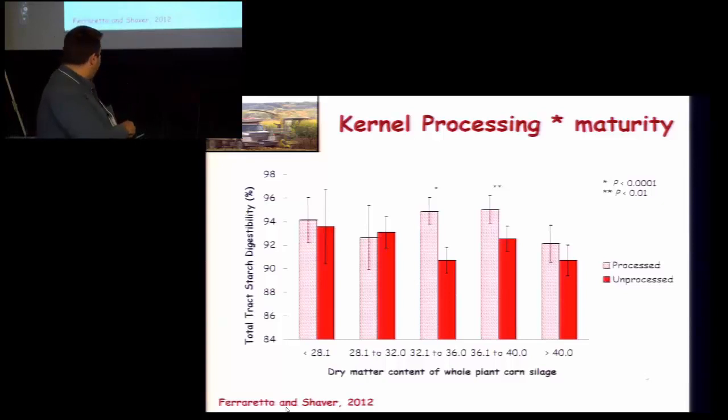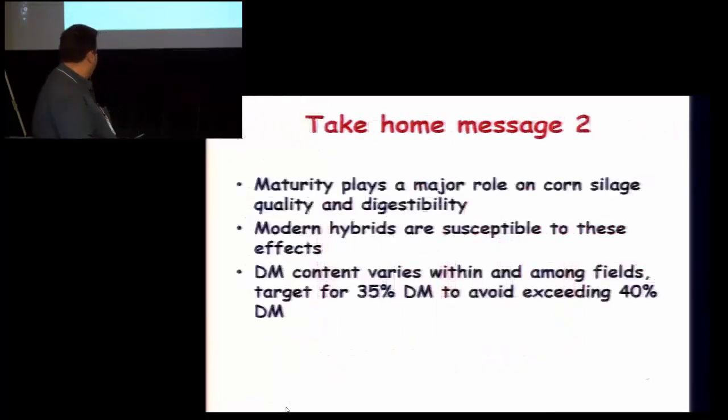But look what happens when you reach above 40% dry matter. They don't really break all the kernels. You have more issues with that. Is that true for every field? Possibly not, but there is potential that this will happen. So my second take-home message to you is maturity plays a major role in corn silage quality and digestibility.